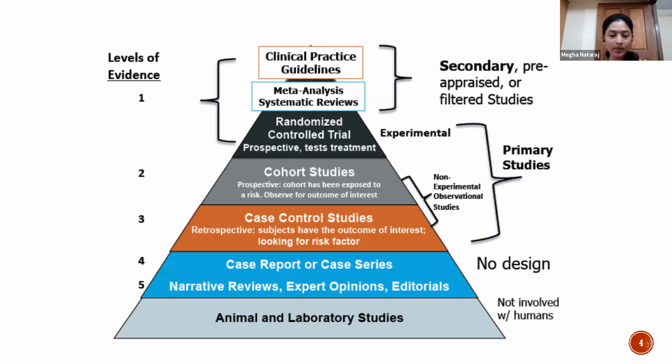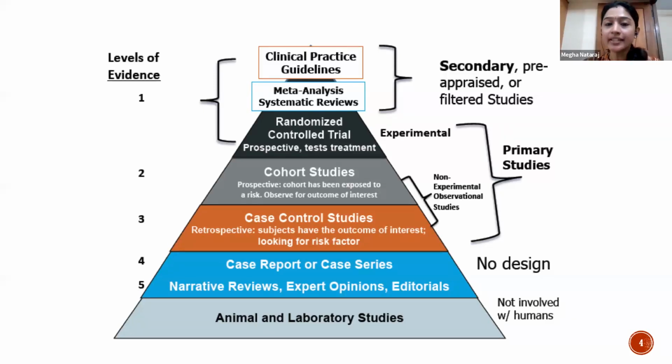So can somebody quickly tell me, case report will correspond to which category in the level of evidence? The answer is in your slide. Quickly unmute and tell me. 5. Perfect. And where would randomized control trials and systematic reviews and clinical practice guidelines fall? 1. It's 1. Perfect. Perfect.